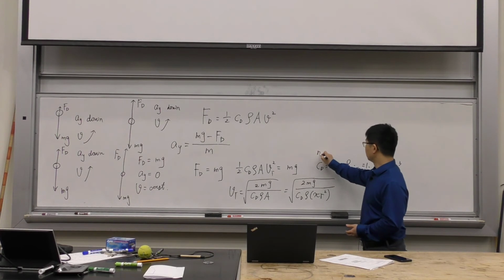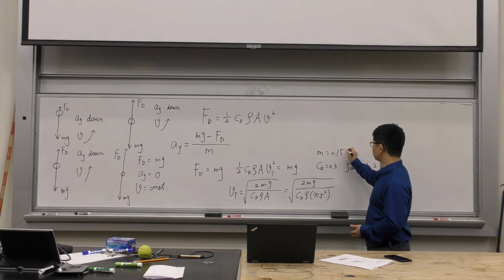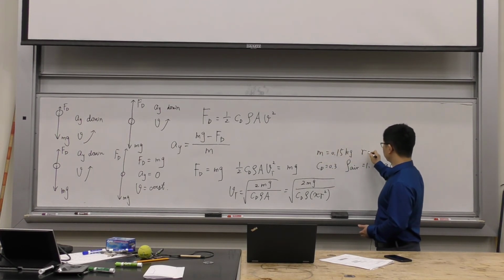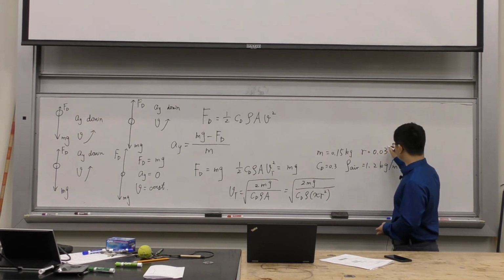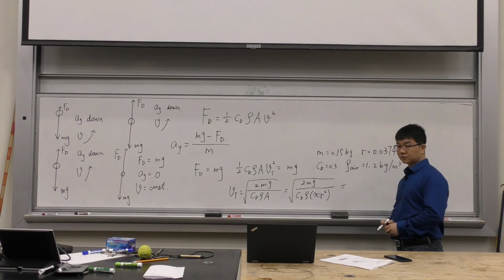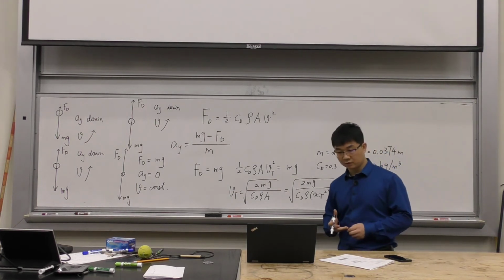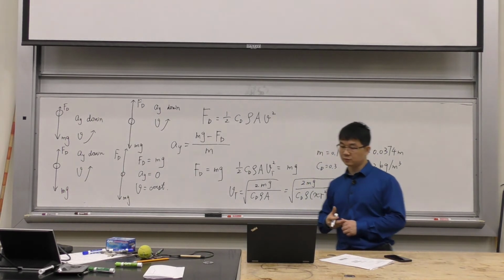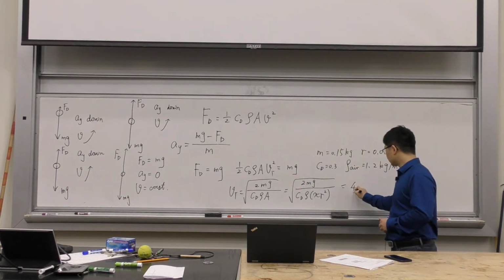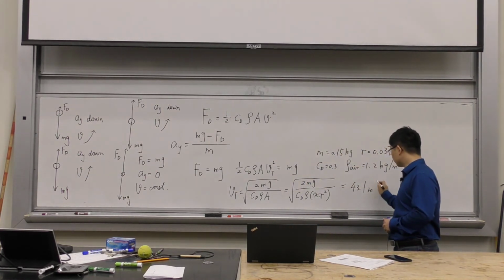The mass, in this case, is still 0.5 kilograms, and the radius, when you convert it to meters, you get 0.0374 meters. Okay, you plug numbers in. What is the answer you got? You can finish this algebra and compare your answer with mine. The answer I got is 43.1 meters per second.